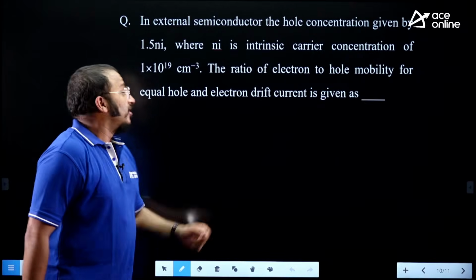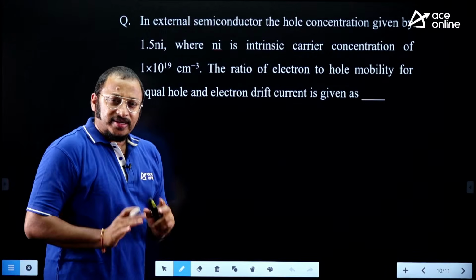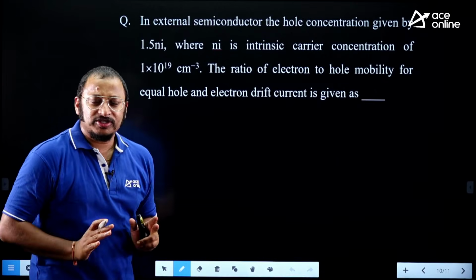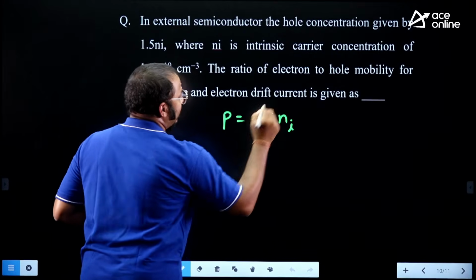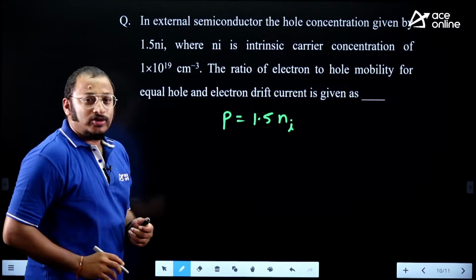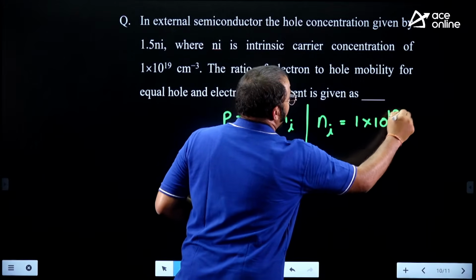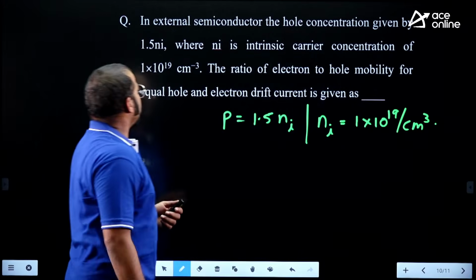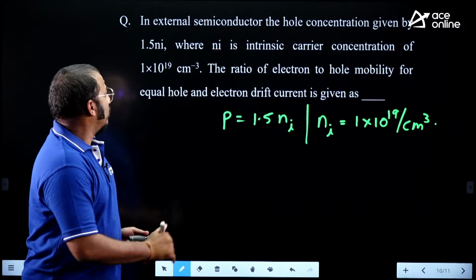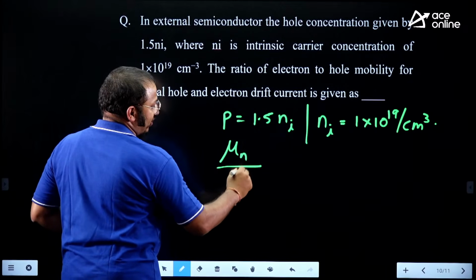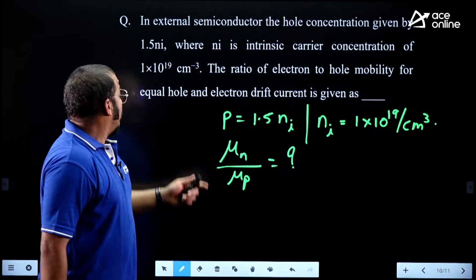Now guys, if you check this question, in an extrinsic semiconductor, the hole concentration is given as 1.5 Ni, where Ni is the intrinsic concentration. They have clearly specified Ni as 1 into 10 power 19 per centimeter cube. My God, a large intrinsic concentration. The ratio of electron to hole mobility, that is mu n by mu p, is how much? Where the condition is what?